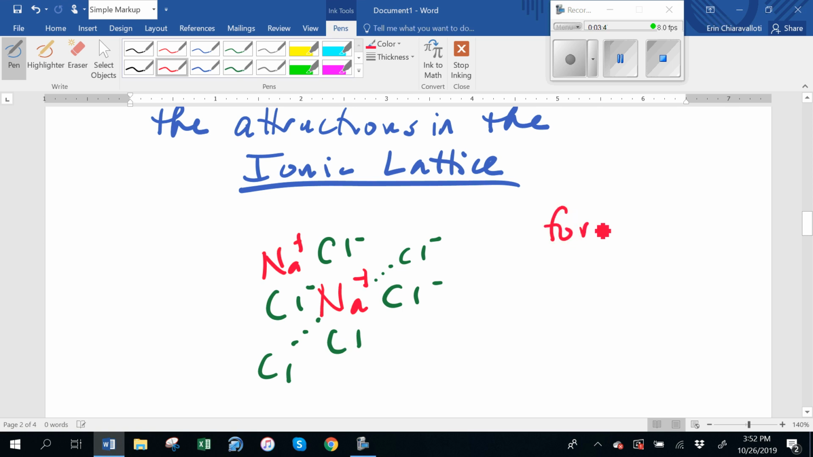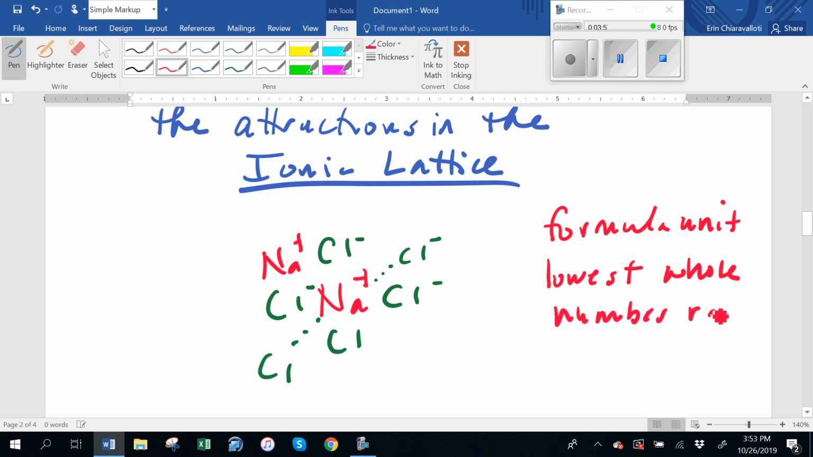So when we're looking for the formula of an ionic compound, we have what we call the formula unit, and it is the lowest whole number ratio. So in this case, it's going to be NaCl.